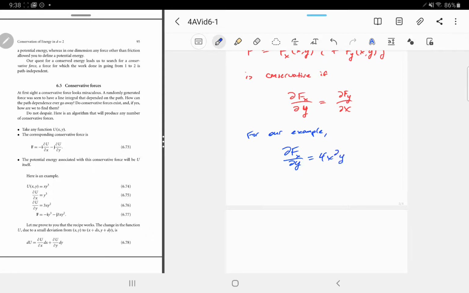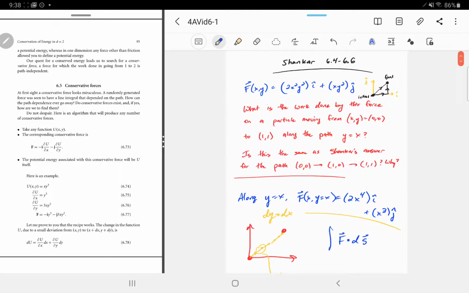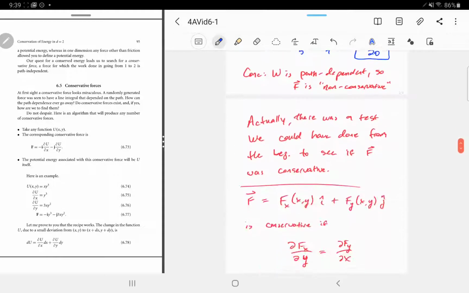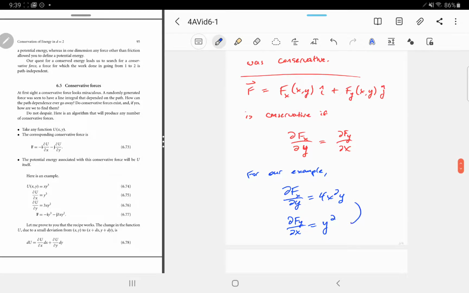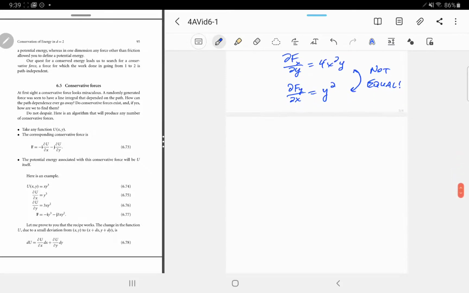And then if we look at the derivative of the y component with respect to x, let's see what we get there. Looks like that's just y squared. The derivative of x times y squared with respect to x is just y squared. So these two are not equal to each other. If they were equal, then we would know that our force was conservative and that the computation for the integral of F ds would have been path independent. But because these aren't equal, it was a path dependent computation.